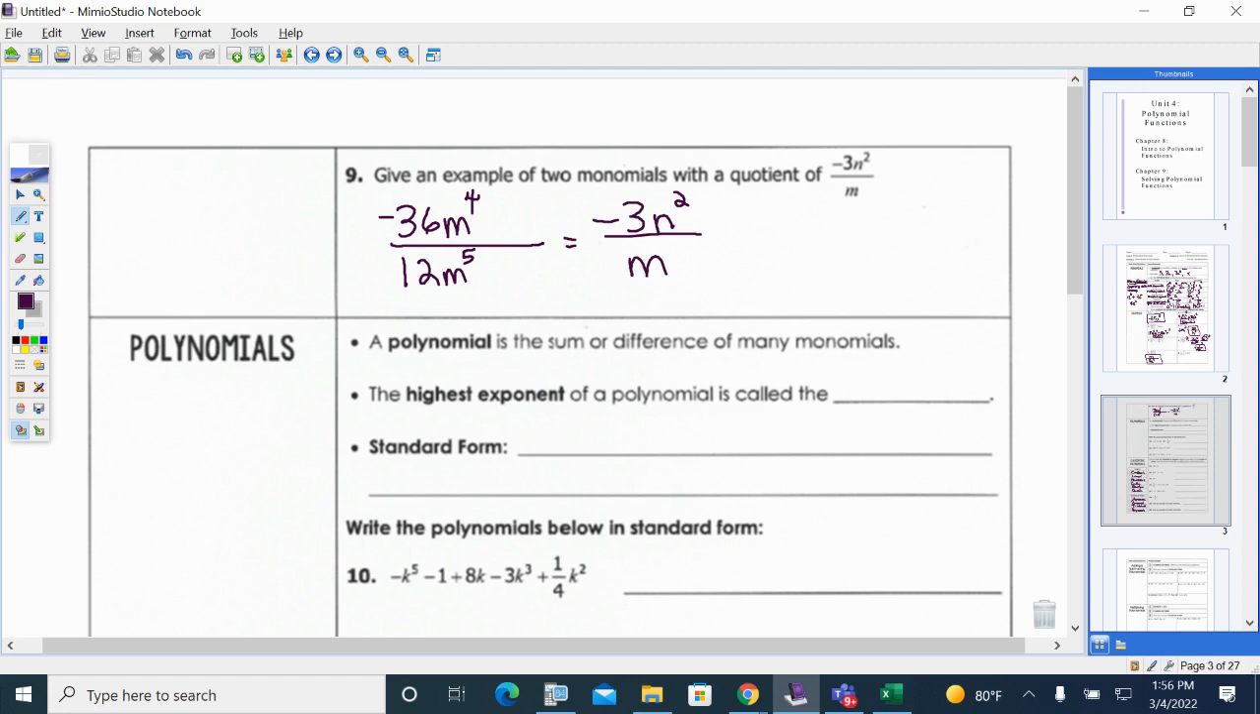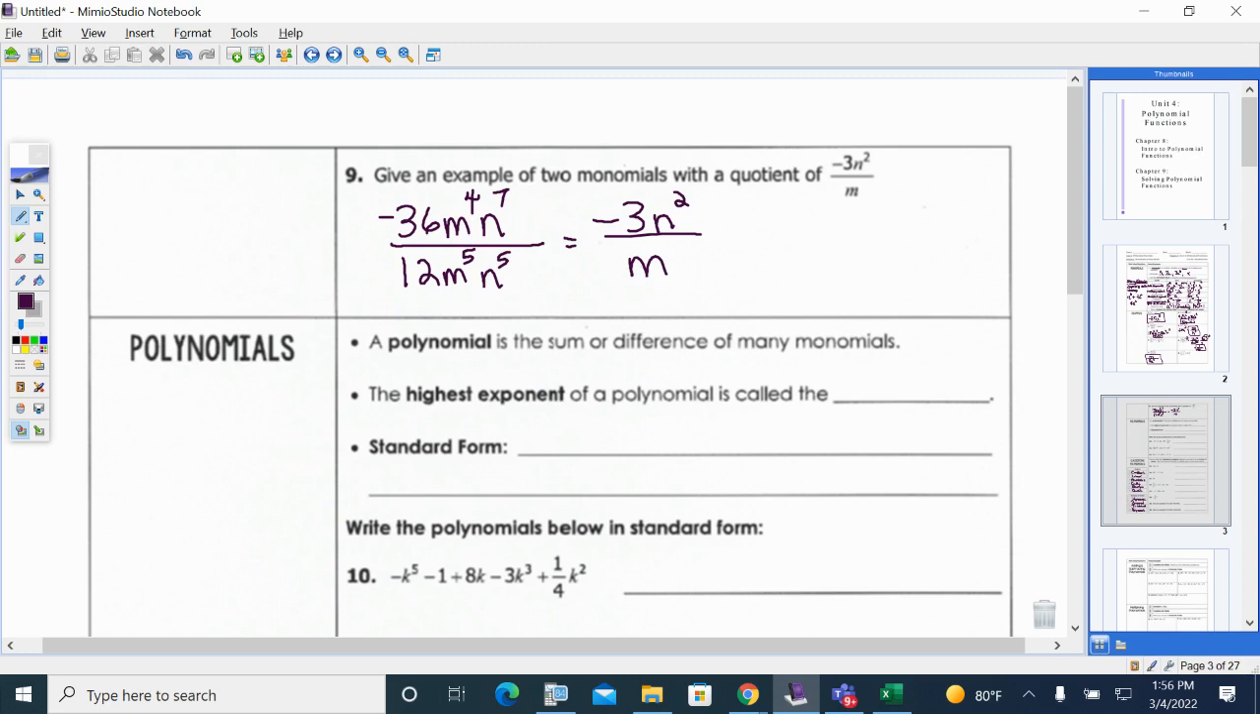N squared needs to be in the top. So again, I need more n's in the top. So let's say I had n to the 7th. Then that means I would need n to the 5th in the bottom, because 7 minus 5 is the 2. All right, let's keep going.